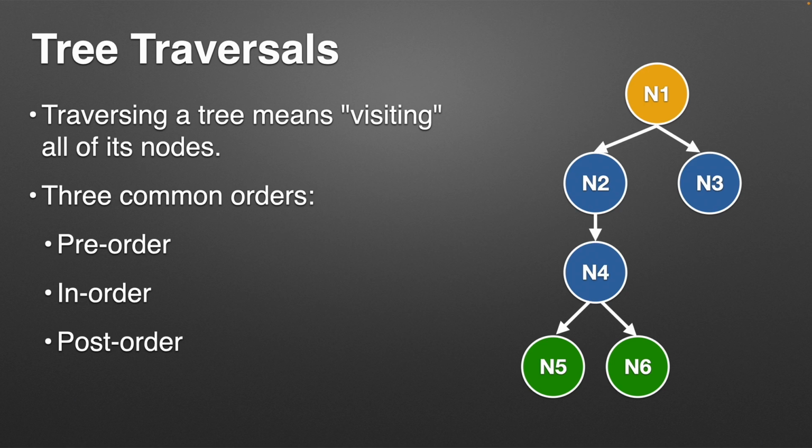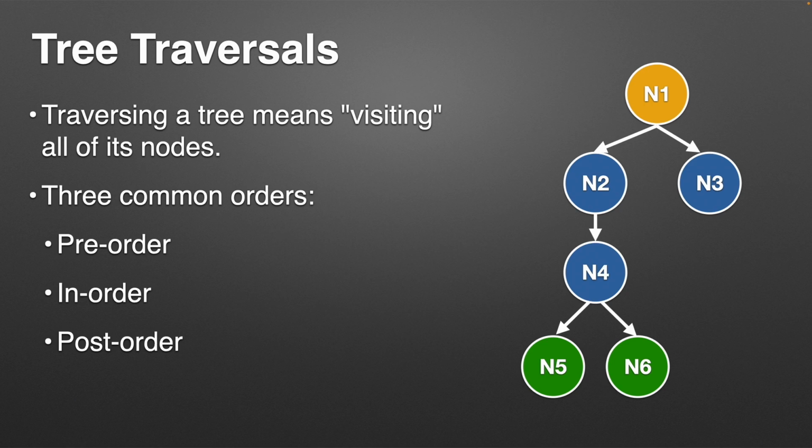But there are 3 common ways of traversing the tree, traversing just meaning visiting every node: visiting, printing, or accessing it, going through the entire data structure. The 3 common ways that you'll see in every book and every course about this are pre-order, in-order, and post-order.